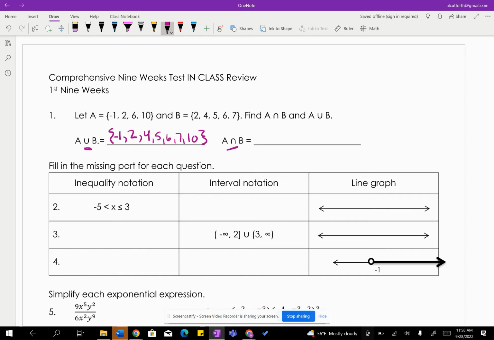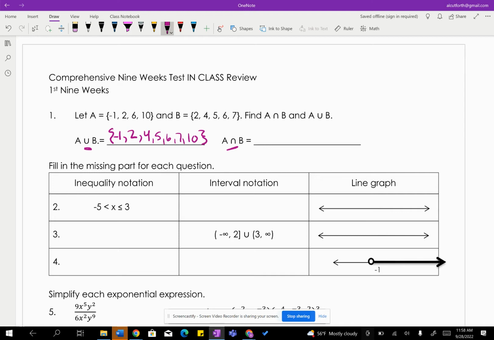What does the upside down U mean? Intersection, overlap, right? So now you're not looking at all of them all together, but only the ones they have in common. So which numbers do they have in common? What is a number that is in both sets?